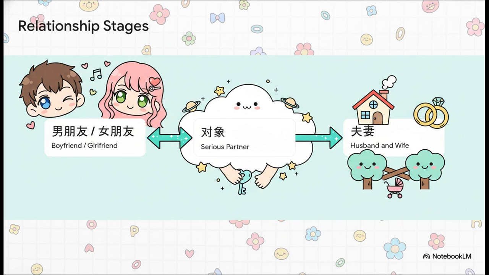You start out with 男朋友 or 女朋友, which are the standard everyday words for boyfriend or girlfriend. Then, as things get a bit more serious, you might start using the term 对象. And finally, once you're married, you become 夫妻, which means husband and wife.